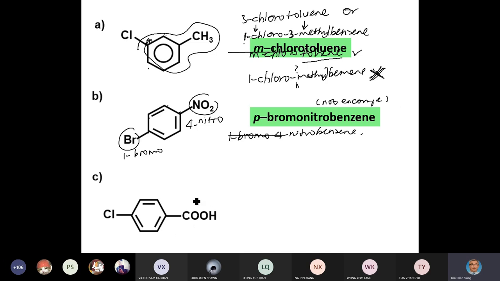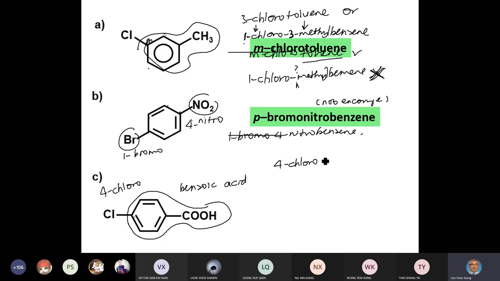Okay, then next one, refer to here. Carboxylic acid becomes the priority. This one we call benzoic acid. Then we go 1, 2, 3, 4, we got 4 chloro. Okay, 4 chloro benzoic acid. So remember, you must give the name correctly. Benzoic followed by acid, give some spacing here. If you put it in one word, it is wrong in format, because carboxylic acid names should be separated into two words.